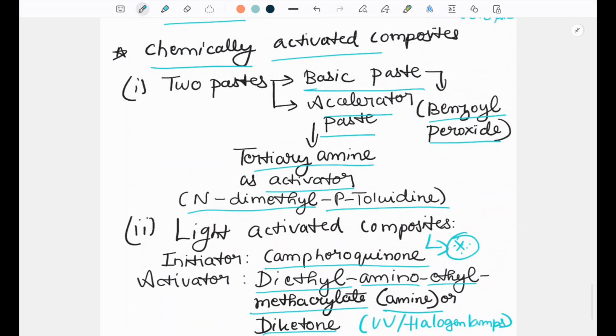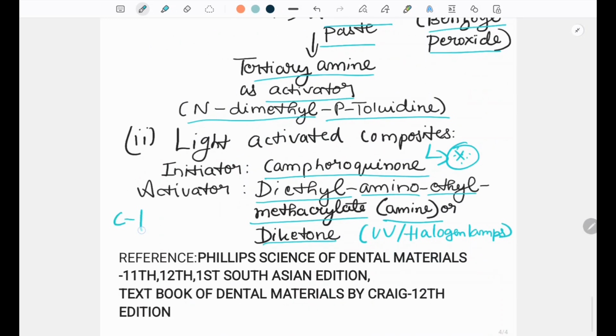In the next video, I will add more on the chemically activated composites and light activated composites, because they play a major role both in clinical life and in your university exams. I will add a few more points and pictures, and then let us see in the next video about C factor, the configuration factor, which is very, very important. It can be asked in the form of short notes, and it's a must to write it in the essay also. In the next video, we will sum up all the other points related to composites which are very important for the university exams.